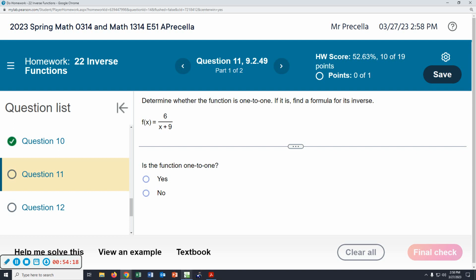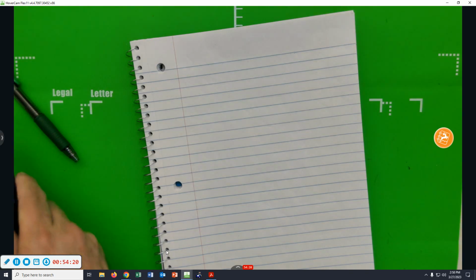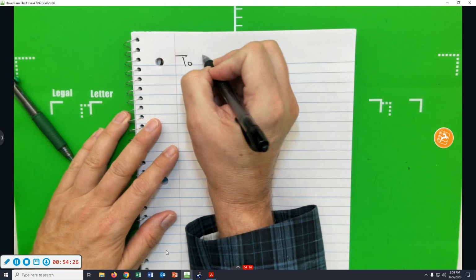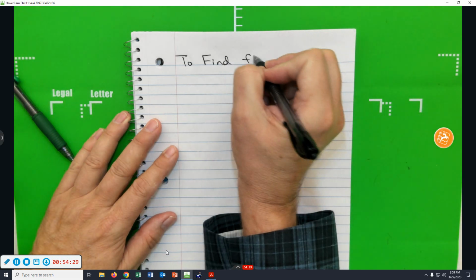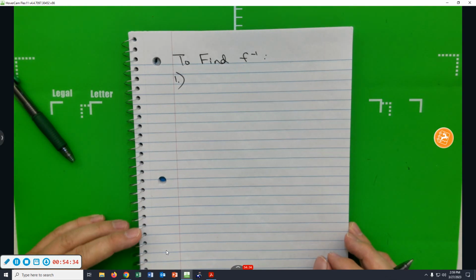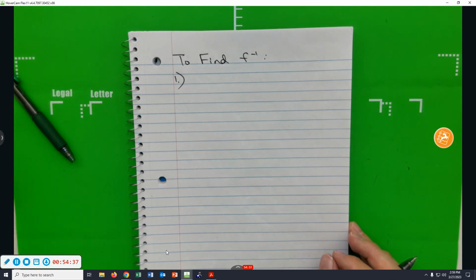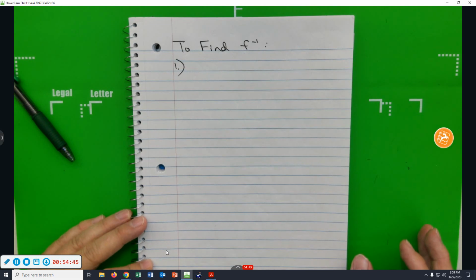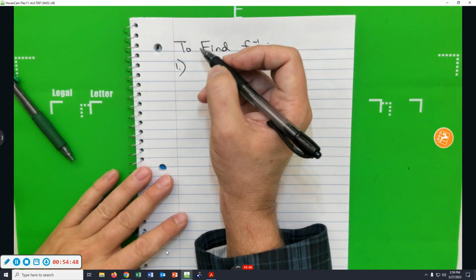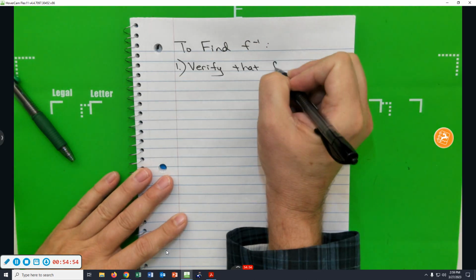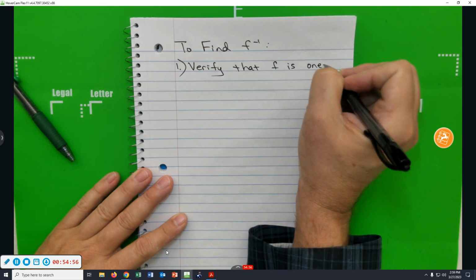Let's write out a sequence of steps. It's easy enough to find the inverse of a one-to-one function. To find f inverse, the first thing you need to do is convince yourself that the function is one-to-one. You don't have to go through algebraically and show that it's one-to-one, but you need to convince yourself you're working with a one-to-one function. I'll say verify that f is one-to-one.